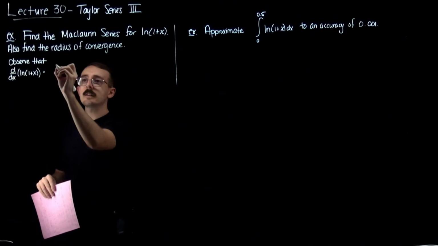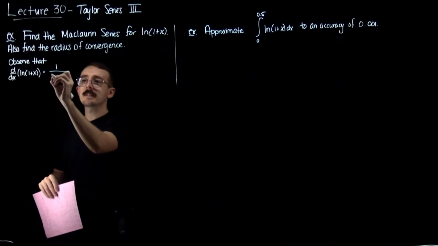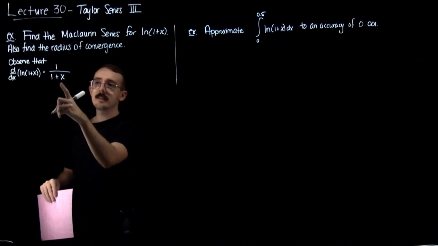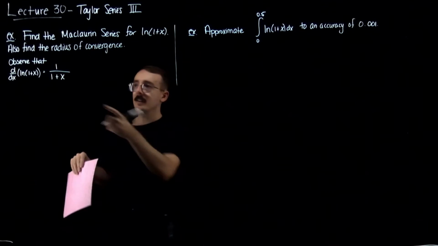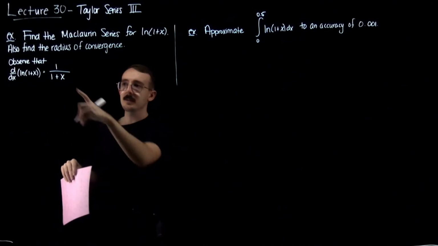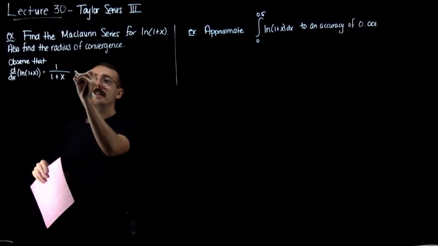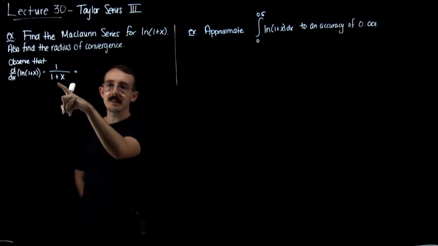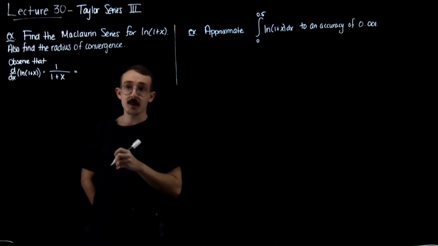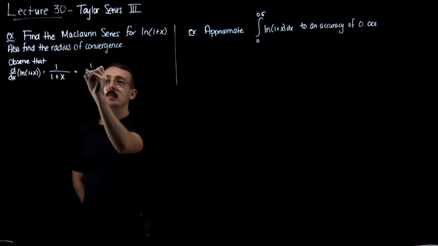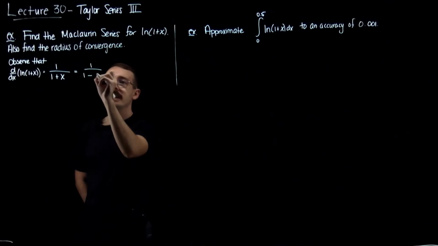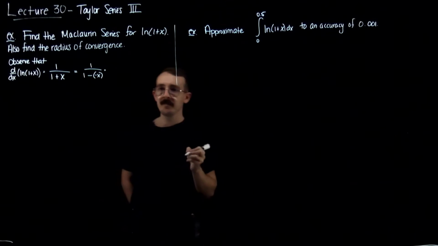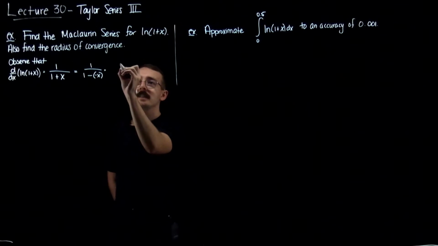Well, the rule for log is you do 1 over whatever's inside the log, so 1 plus x. And the derivative of the inside is just 1, so there's nothing that needs to be multiplied due to the chain rule. So we just have this. And then if you recall back to our strategies for finding power series, we can very easily manipulate this using the geometric series formula. So we're going to rewrite this as 1 over 1 minus a minus x. So those are equivalent. And then from here, I can use the geometric series formula.